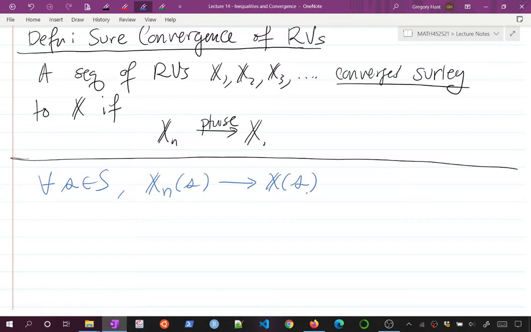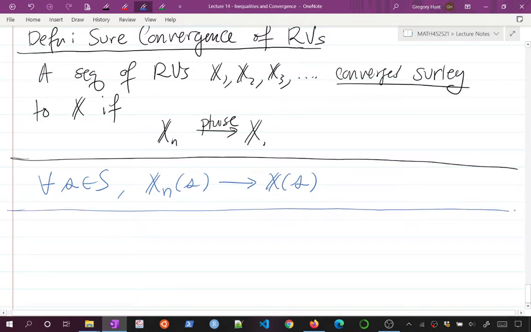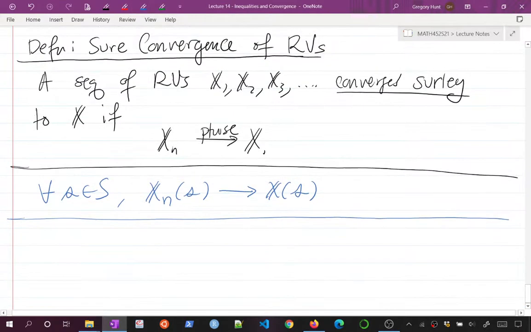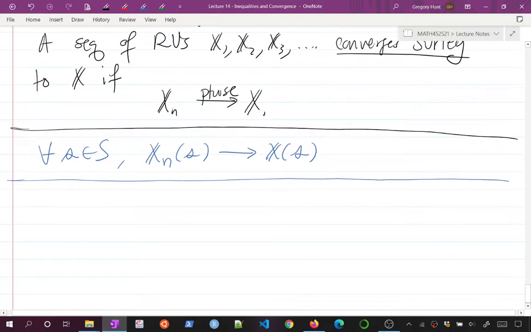Oftentimes people skip over sure convergence when they talk about convergence, but I think it's useful to bring in the functional analysis part here and connect it up. It doesn't really have much to do with probability, because this definition has no probability in it. It's just a renaming of pointwise convergence of functions.